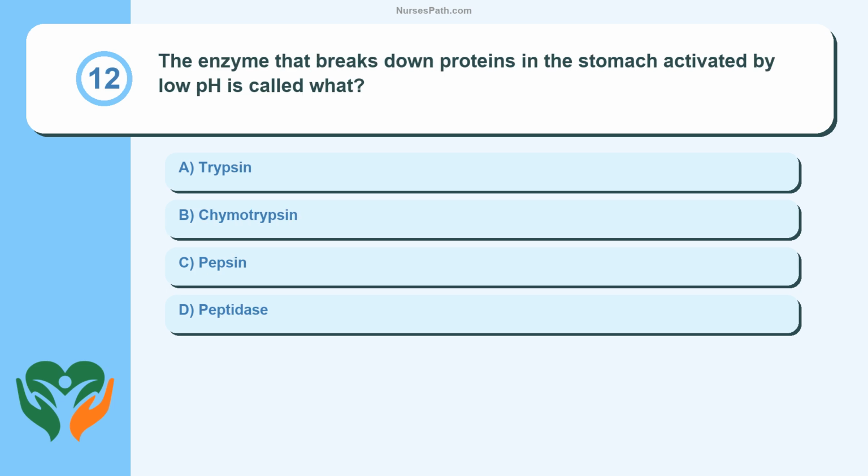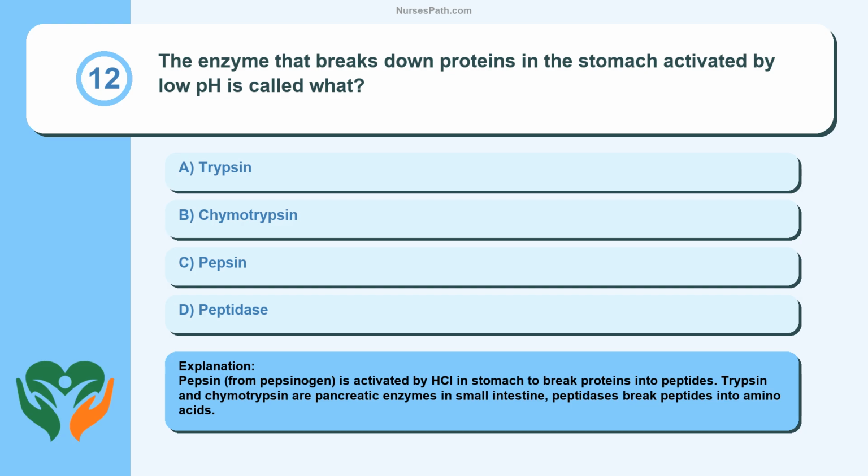Question 12. The enzyme that breaks down proteins in the stomach, activated by low pH, is called what? Trypsin, chymotrypsin, pepsin, peptidase. Pepsin, from pepsinogen, is activated by HCl in stomach to break proteins into peptides. Trypsin and chymotrypsin are pancreatic enzymes in small intestine. Peptidases break peptides into amino acids.